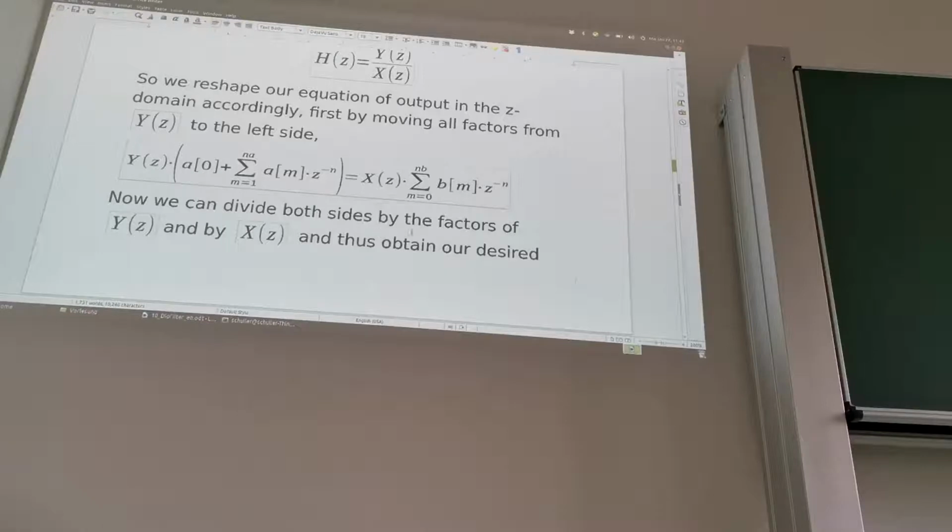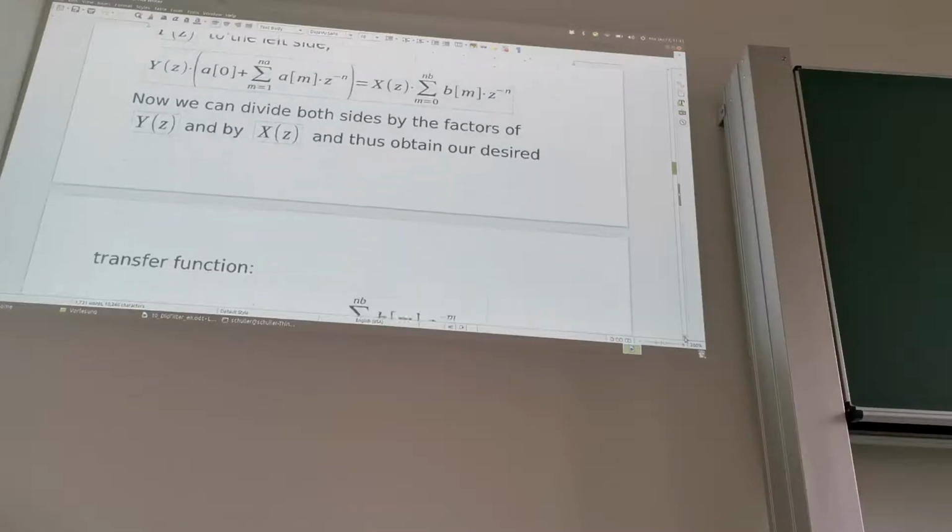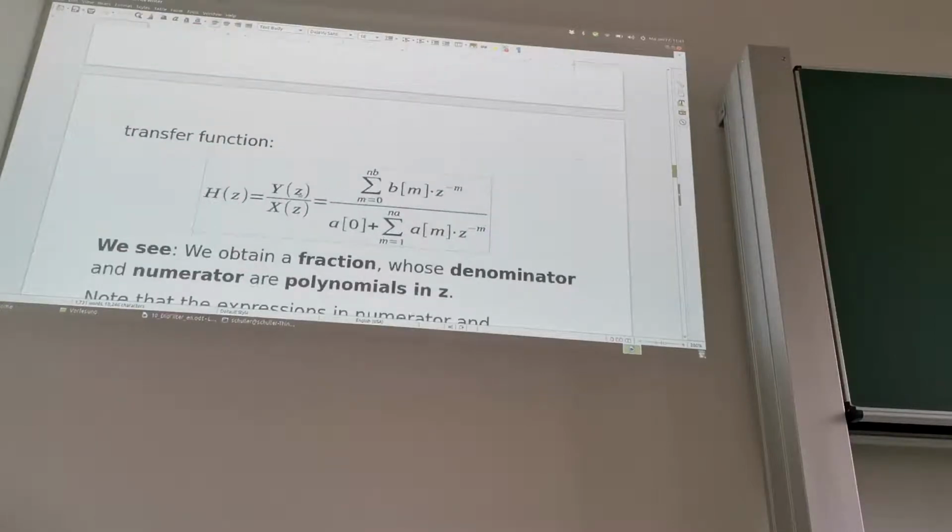So now we can divide both sides by the factors of y and x, and thus obtain our desired transfer function. So here now we have y divided by x, so we bring x on the other side by division, and then the sum of y on the right hand side by division, and this is what we get. So here this sum goes from here to here, and the x goes from here to here. Make sense? So now we have a closed form solution for our transfer function.